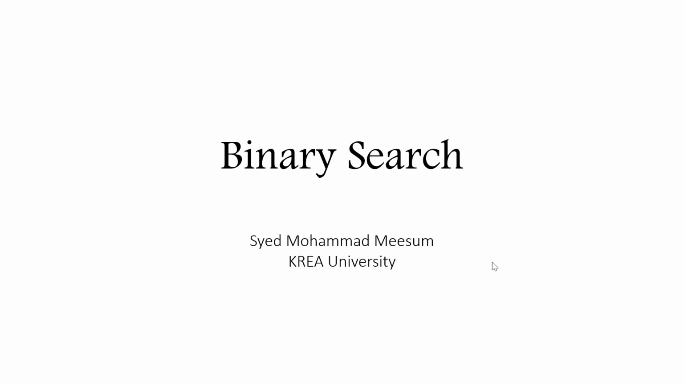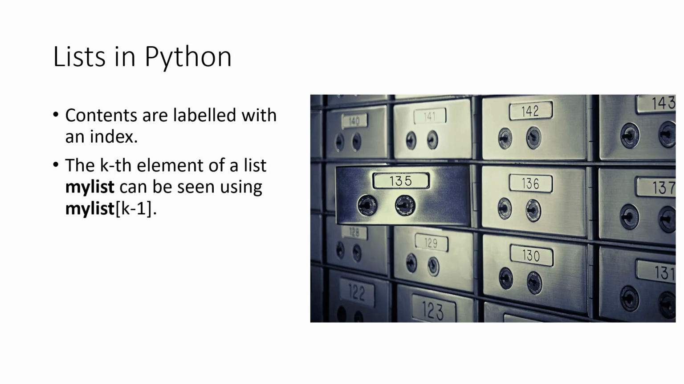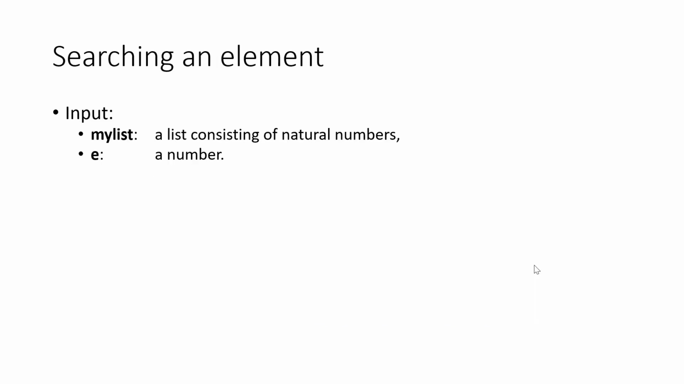Hello everyone, today we are going to study binary search. Recall that lists are used to store objects in them and the contents are labeled with an index starting at 0. If you want to access the kth element of a list called mylist, then it can be seen using mylist[k-1]. The problem we are going to study is about searching for elements in a list.